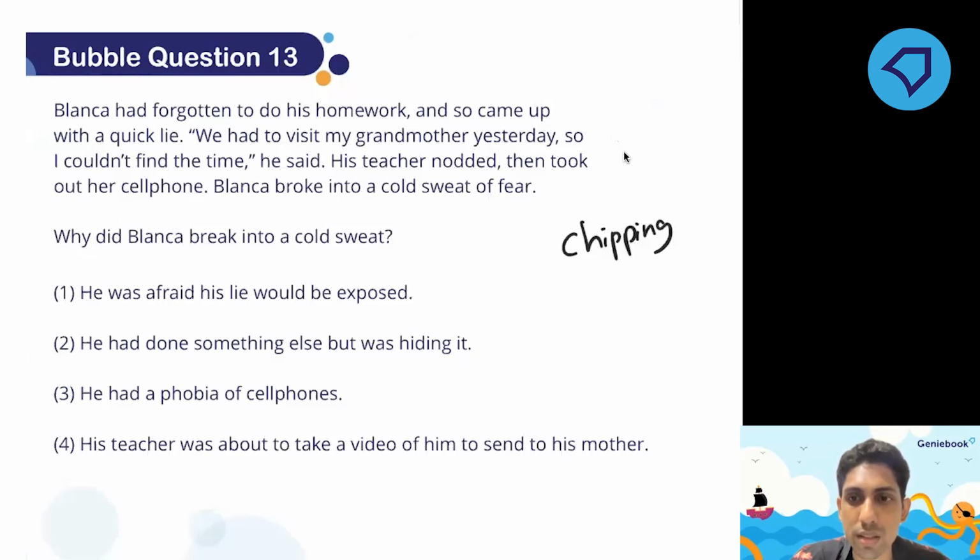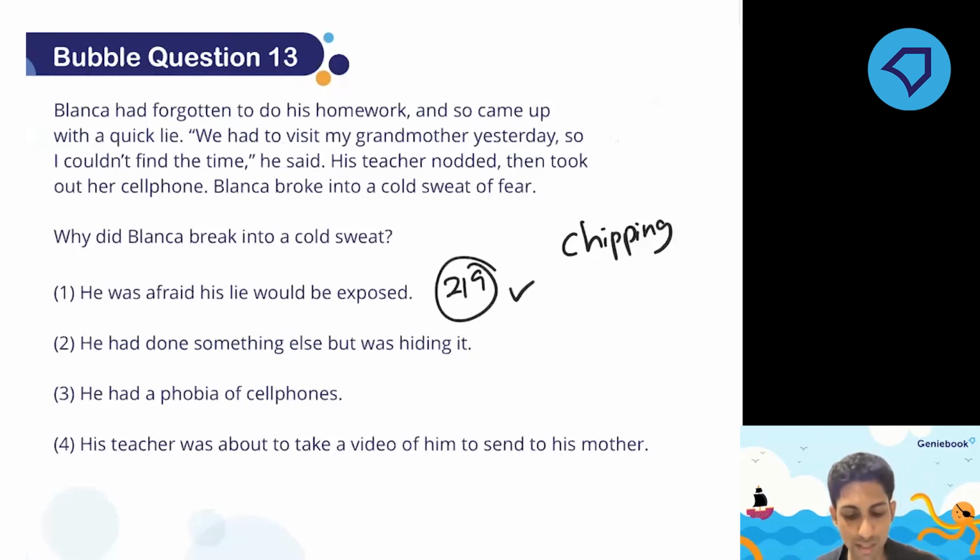Okay. 219. Yep. So you see, he forgot to do his work and then he lied. So the moment the teacher took out the phone, he felt very guilty. That's why that's the answer. This is an assumption. We don't know if we did anything else wrong. We don't give assumptions for our answers.